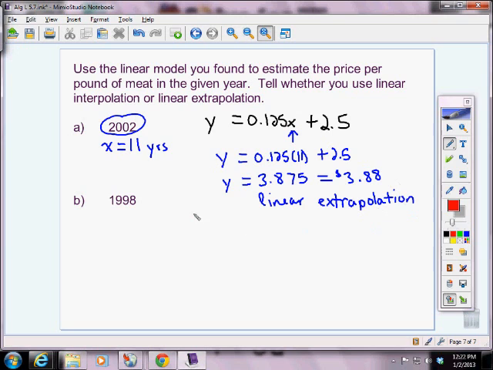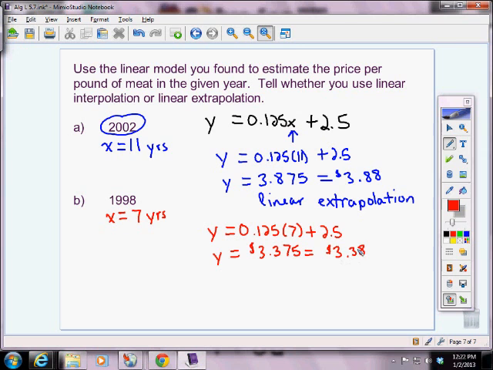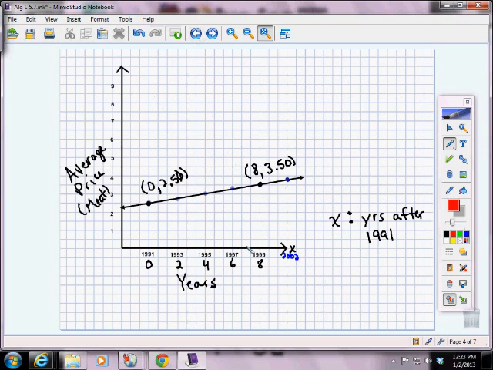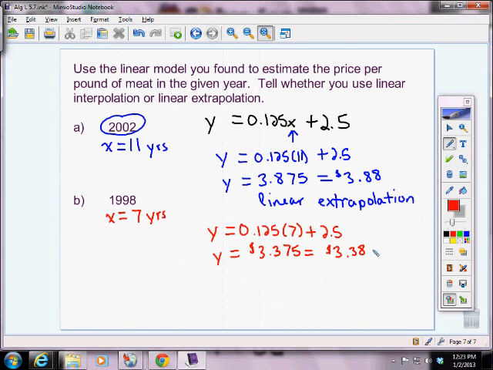The next example wants us to use 1998. Well, how many years after 1991 is 1998? 7 years. So again, we just plug it in for x. And if you type it into your calculator, you come up with y equals 3.375. Again, since it's money, we should maybe write it as $3.38. Okay? So let's check 1998. Here's 97, here's 99, 98 will be in the middle. And notice that we have it not quite to $3.50, which makes sense because we're at $3.38.